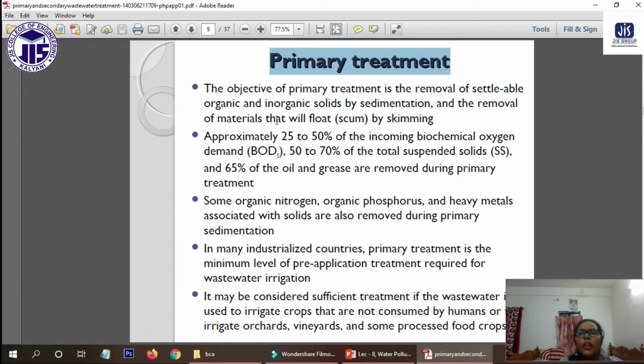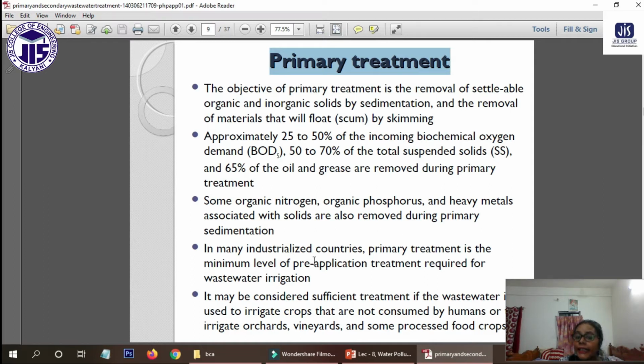Okay, so the objective of primary treatment is the removal of settleable organic and inorganic solids by sedimentation and the removal of materials that will float by skimming. Approximately 25 to 50% of the incoming biochemical oxygen demand, 50 to 70% of the total suspended solids, and 65% of the oil and grease are removed during primary treatment. Some organic nitrogen, organic phosphorus, and heavy metals associated with solids are also removed during the primary sedimentation process.